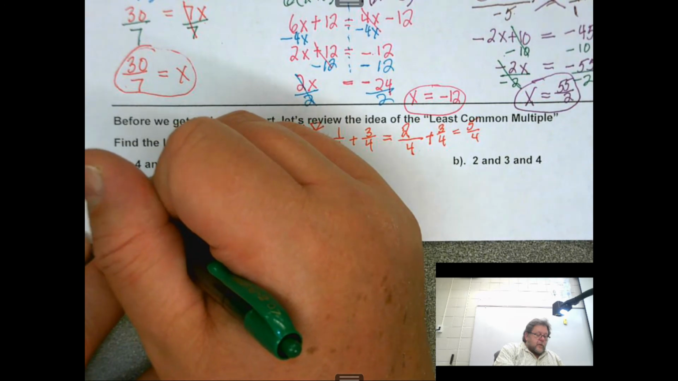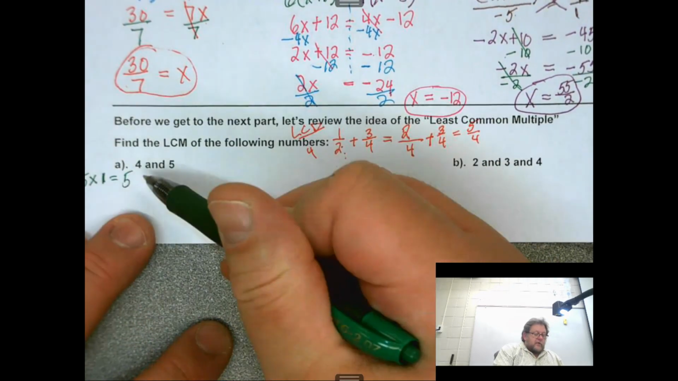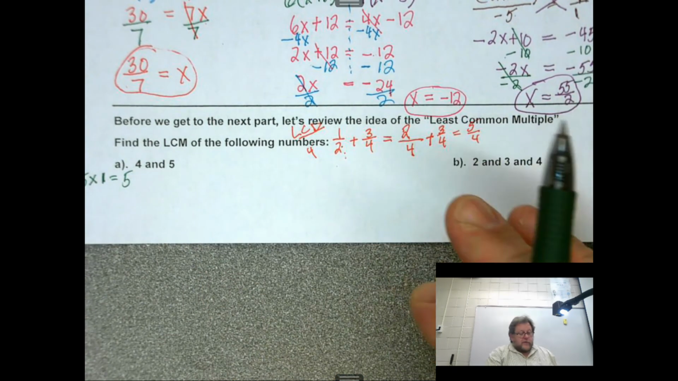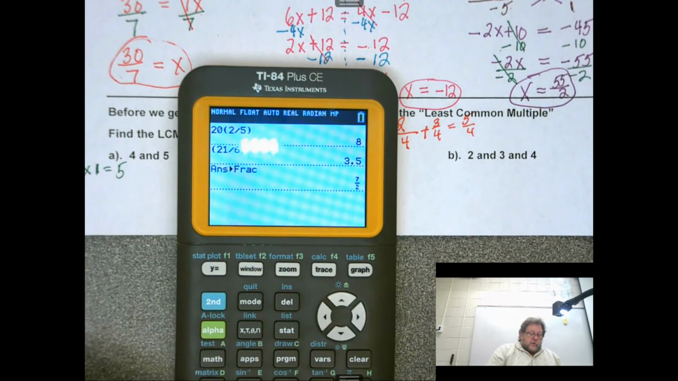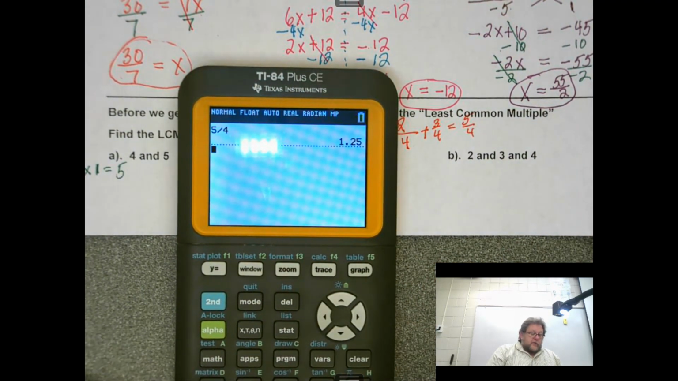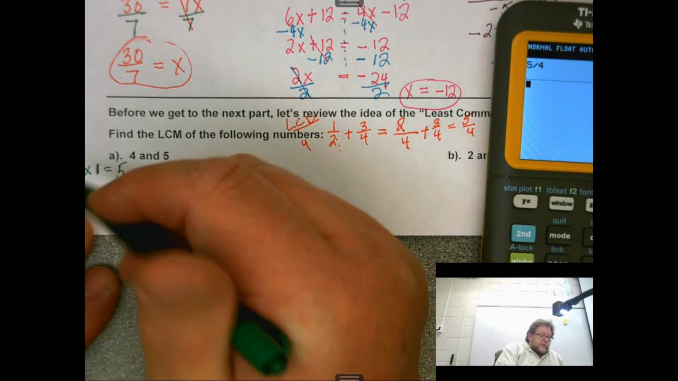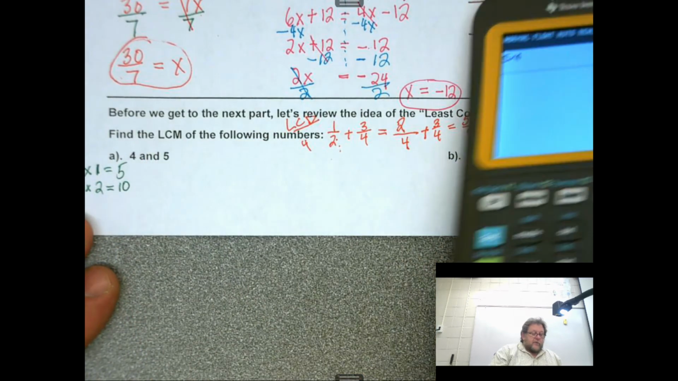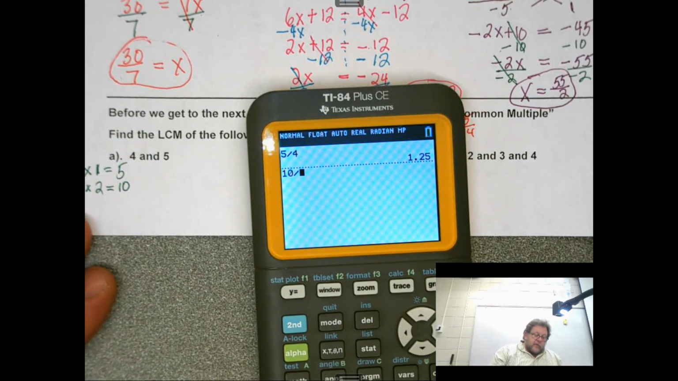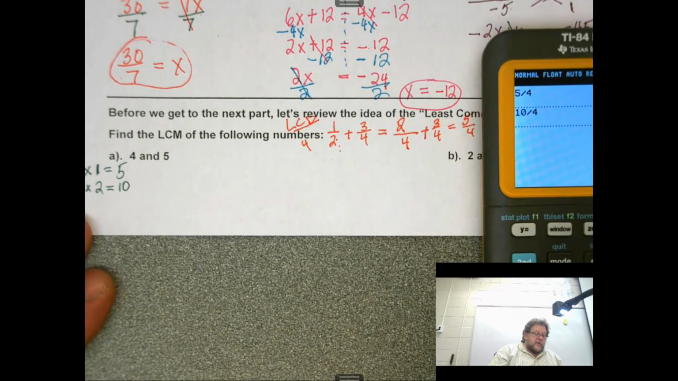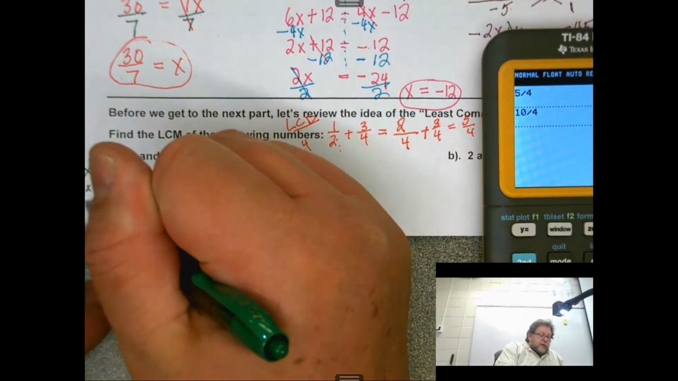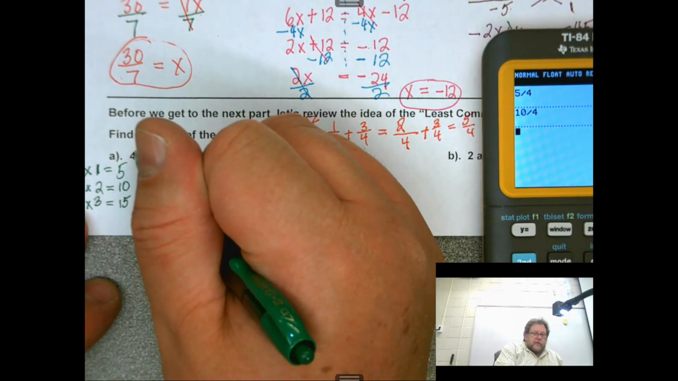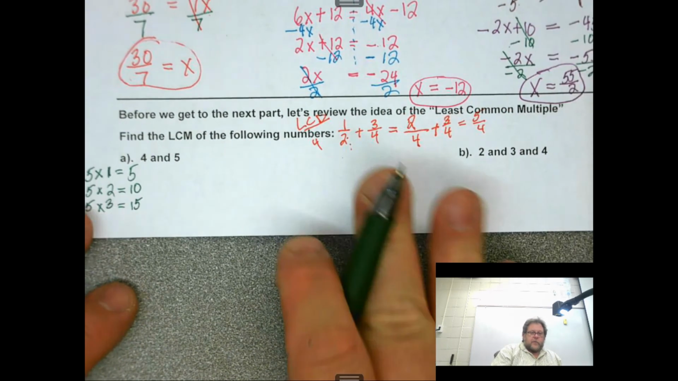So then I look at the next number, 5 times 2, 10. Does 4 divide into 10 evenly? 10 divided by 4, nope, it's a decimal, so that doesn't work. 5 times 3, 15. Is 15 divided by 4 going to be a decimal or a whole number? It's going to be a decimal. Then I look at the next one. 5 times 4 equals 20. And I know 4 is going to divide into that because I multiplied it by 4. So 20 is the lowest common multiple for 5 and 4.